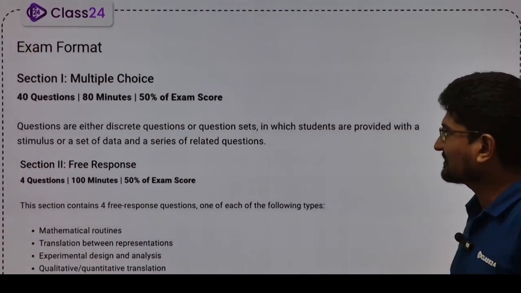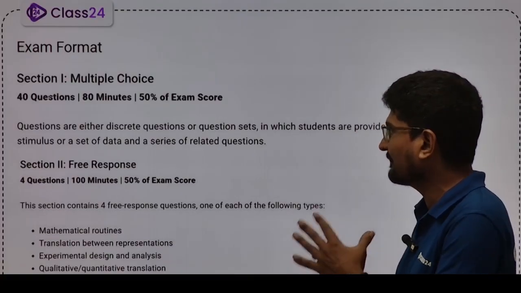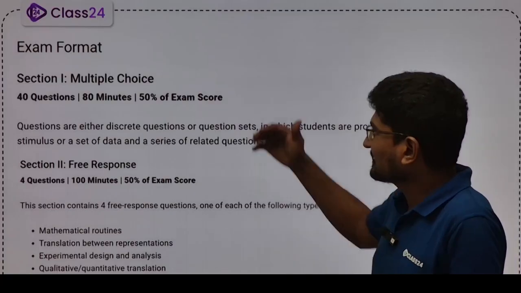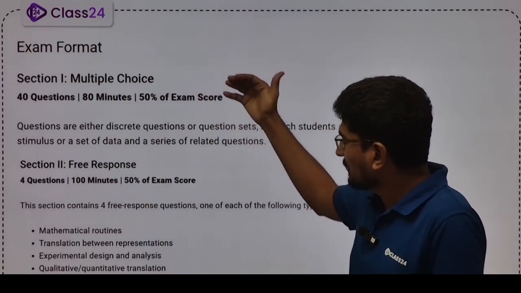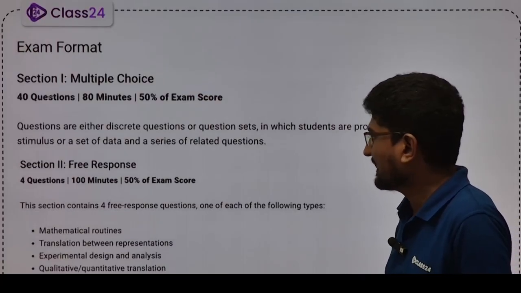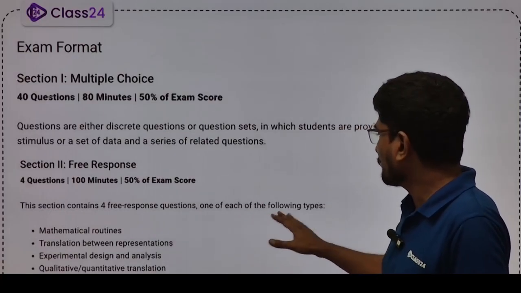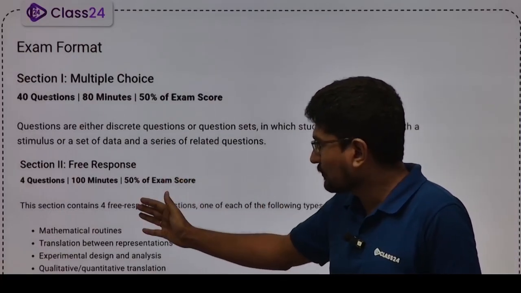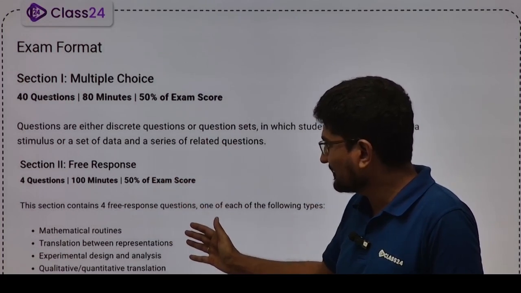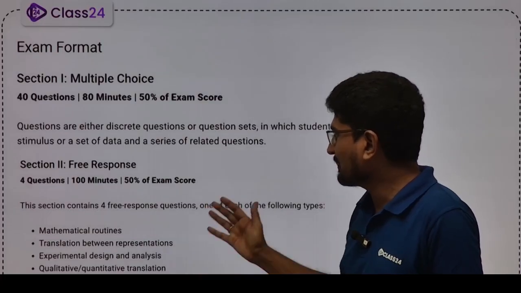Now the second section is free response. In free response you have 4 questions and 100 minutes. Section 1 and section 2 both have 50% of the total marks. In the second section you have 4 free response questions, one of each of the following types: mathematical routine, translation between representation, experimental design and analysis, and qualitative and quantitative translation.